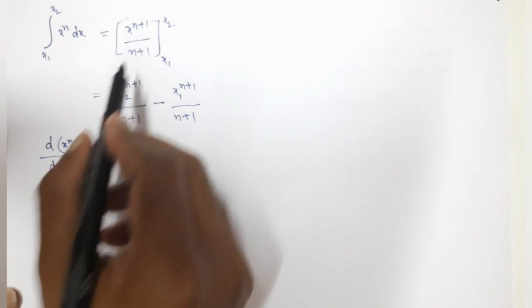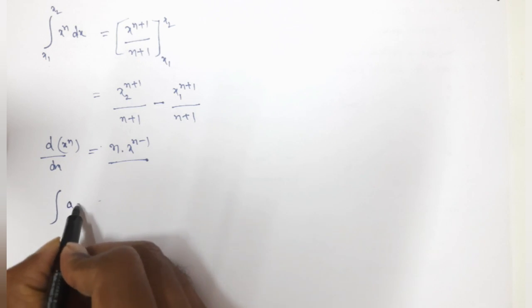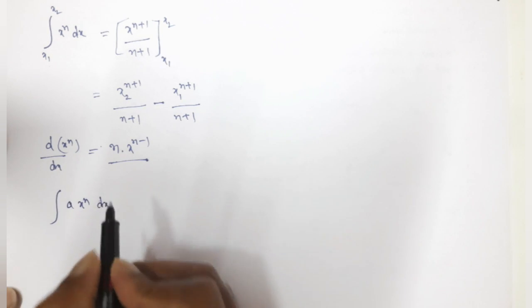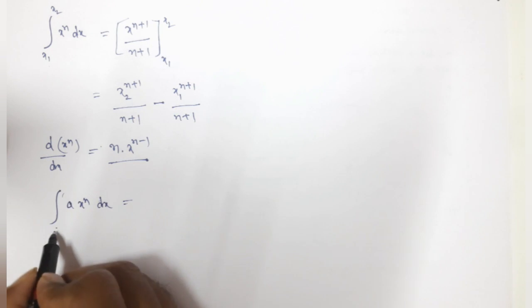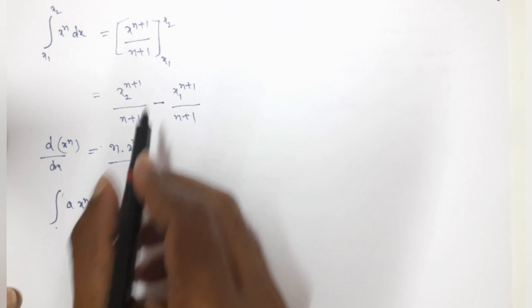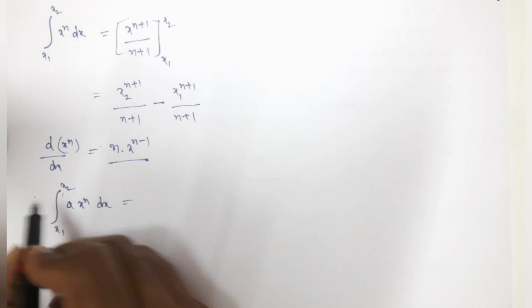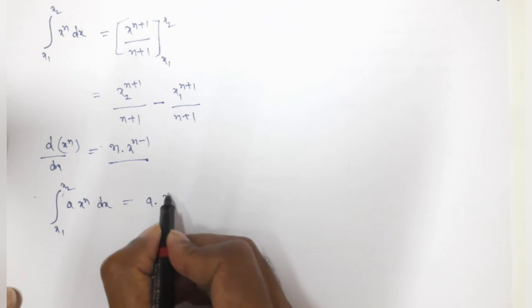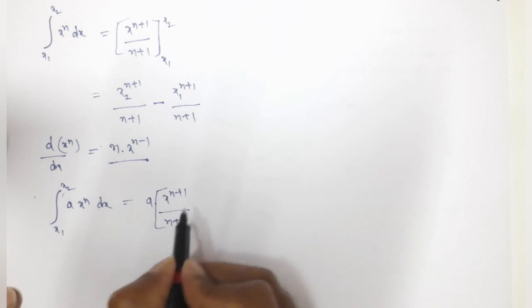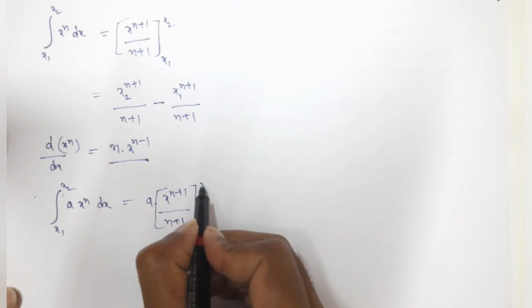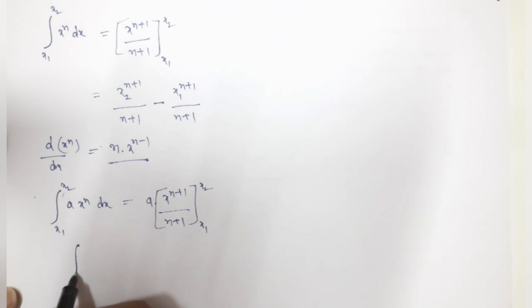In the similar manner, integral of a constant into x power n dx. I am not taking limits here, but again we have limits, so whenever we have limits, we need to apply them like this. Again, let's say x1 and x2. Here a is a constant, we can take it out of the integration. So a into x power n plus 1 by n plus 1, and the limits are again x1 to x2. Simply like this. Here I'll take an example.